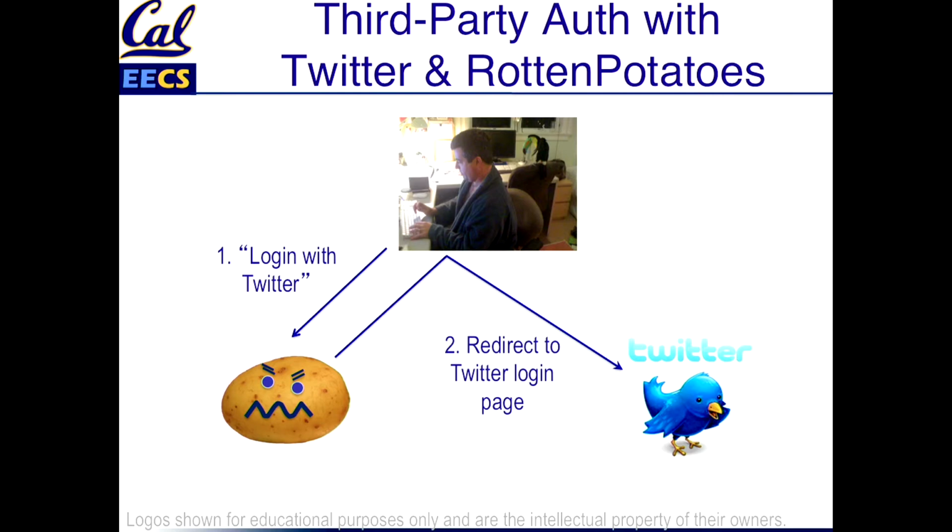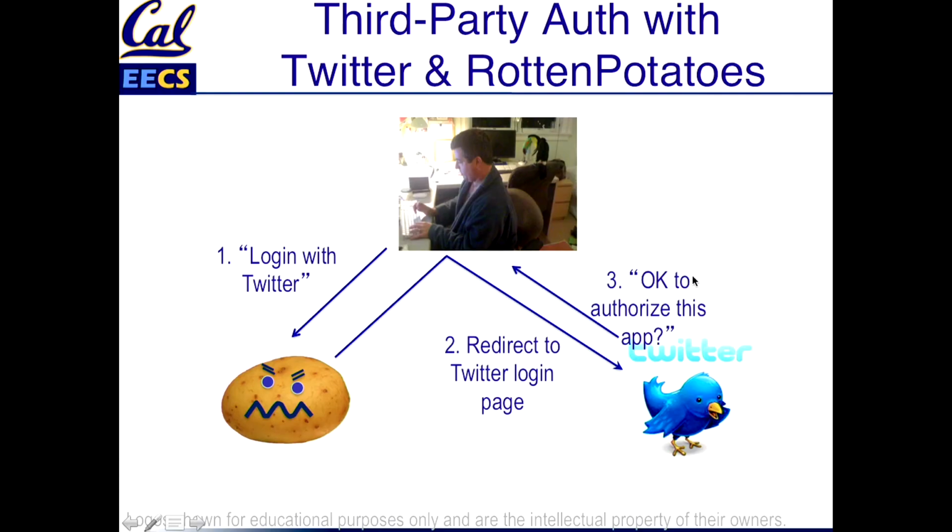So this is an important concept, because I'm about to type in my Twitter credentials, but I'm not typing them into Rotten Potatoes. I'm typing them only into Twitter. Presumably, I can trust Twitter with my Twitter password. And Twitter can then present a page to me saying, Rotten Potatoes is asking if it can access your information. Is that OK? And it's not revealing what my password is. It's just saying, this particular user signed into this other application, Rotten Potatoes, wants to use your Twitter information. Are you good with that?